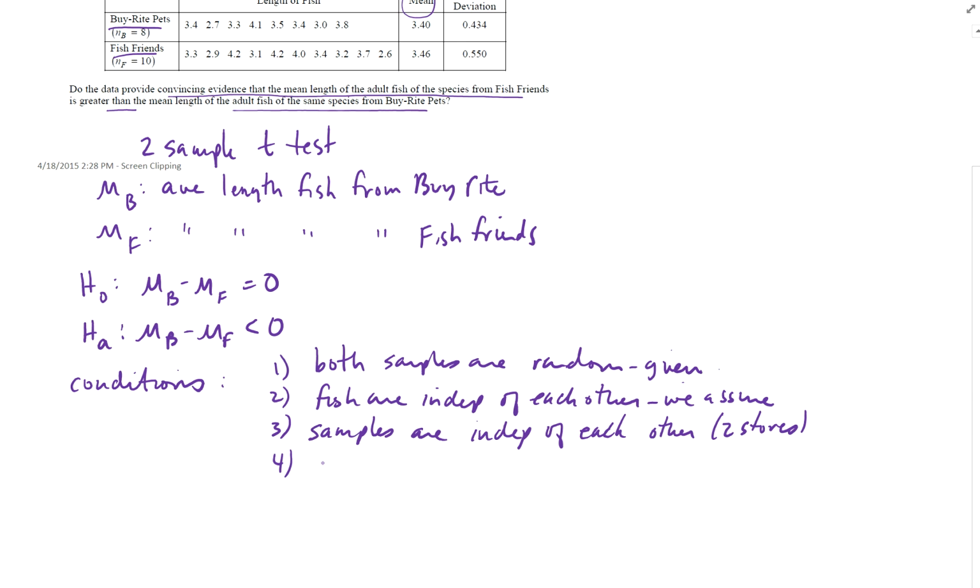Now what's the fourth condition? The fourth condition is n must be large. Are n F and n B large enough? Well, they're not, because one of them's 8 and one of them's 10. So we can't use the central limit theorem. So what you actually have to do is make a box plot for them both, or a histogram, or a dot plot, or something. So you have to make something for the Buy Right and for the Fish Friends.